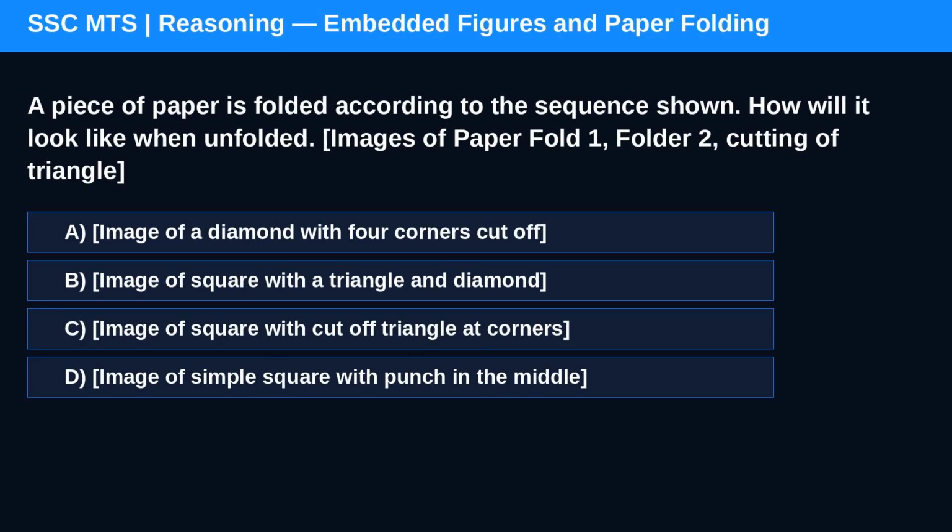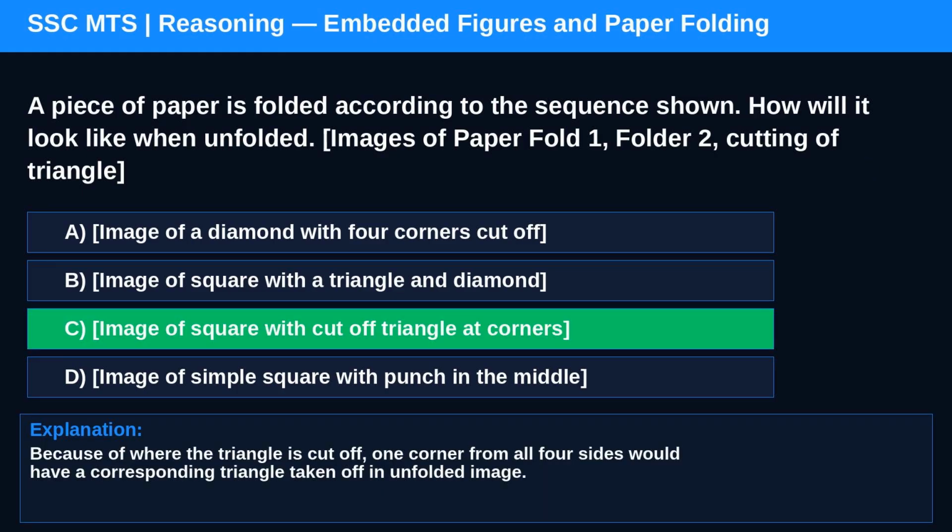Question 10. A piece of paper is folded according to the sequence shown. How will it look when unfolded? Images of paper fold 1, fold 2, cutting of triangle. Option A, image of a diamond with four corners cut off. Option B, image of square with a triangle and diamond.